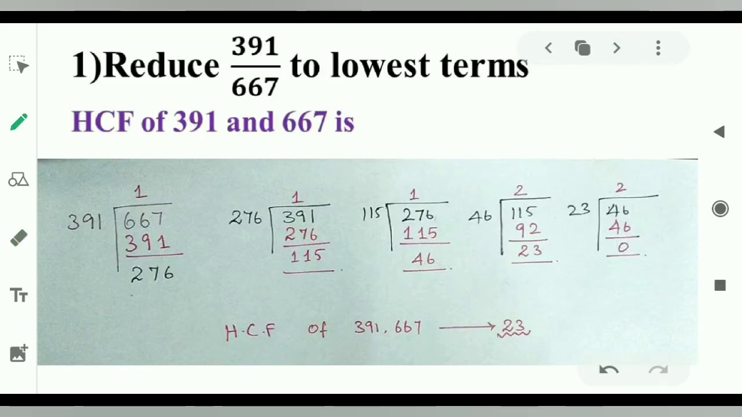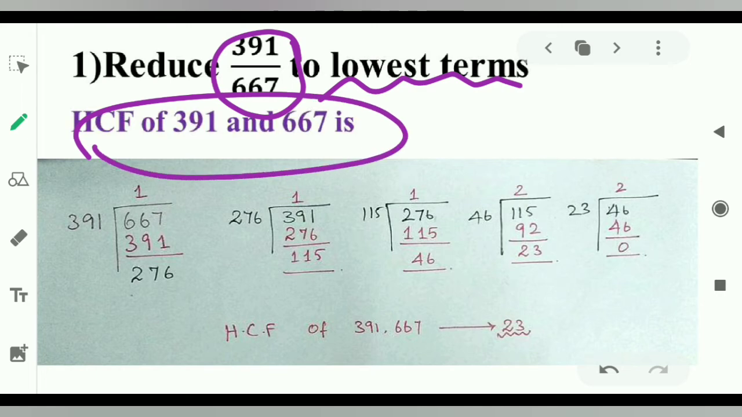This is our very first question. Reduce 391 divided by 667 to lowest terms. We have to reduce this number as much as low as possible. For reducing, why do you need to find the HCF of these two numbers?